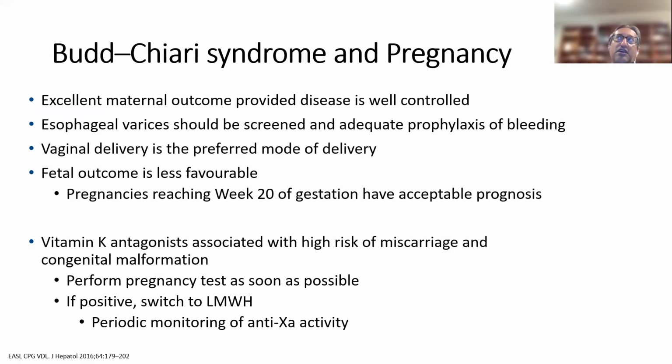Now, in America, since Budd-Chiari syndrome is seen more in females, there are young women who always ask whether they can get pregnant. There are excellent maternal outcomes, provided the disease is well controlled. However, as with any cirrhosis and portal hypertension, any woman who wants to become pregnant needs to be screened for esophageal varices. Vaginal delivery is the preferred mode of delivery; you don't have to do a C-section. Although the fetal outcome may be a little less favorable, if the pregnancy reaches 20 weeks, they have an acceptable prognosis.